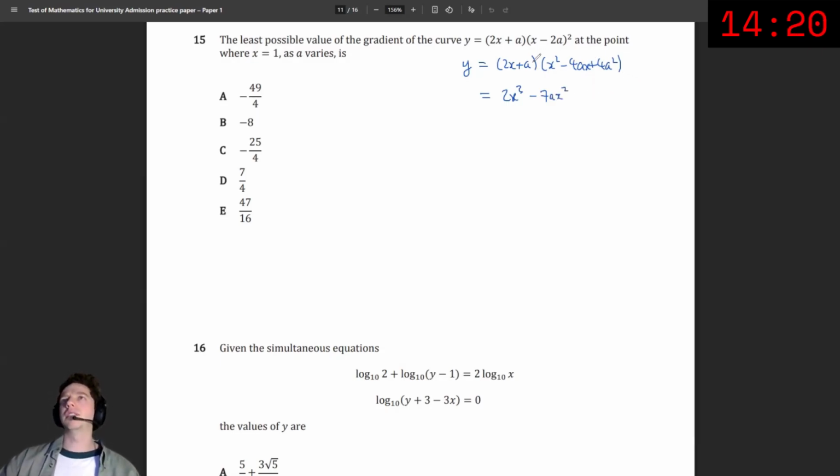Okay, for the x's, I'm going to have 2x times 4a squared and a times that. So it's going to give us 8a squared minus 4a squared. So just plus 4a squared times x. And for the constant term, just these. A times 4a squared. All right. Cool. So differentiate this function. 6x squared minus 14ax plus 4a squared plus nothing. Yeah, I didn't really care about the constant term after all.